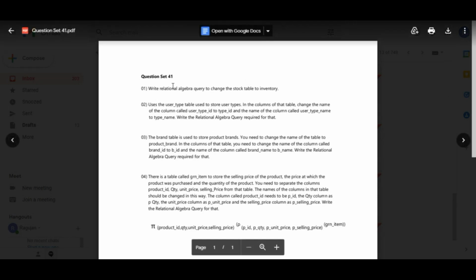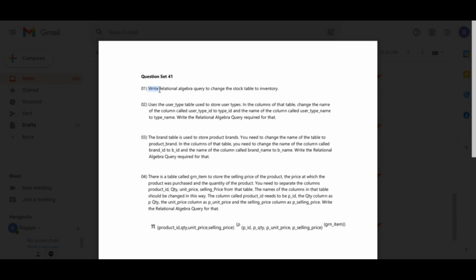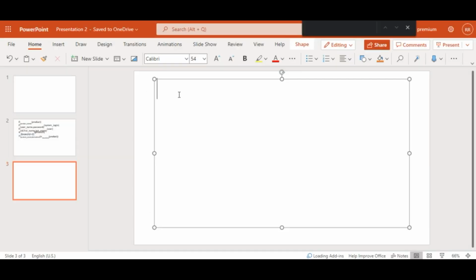So now let's move on to the first question of question set 41. The first one: write a relational algebra query to change the stock table to inventory. So we had to change the name of the stock table to inventory. In this case, you can do it like this.